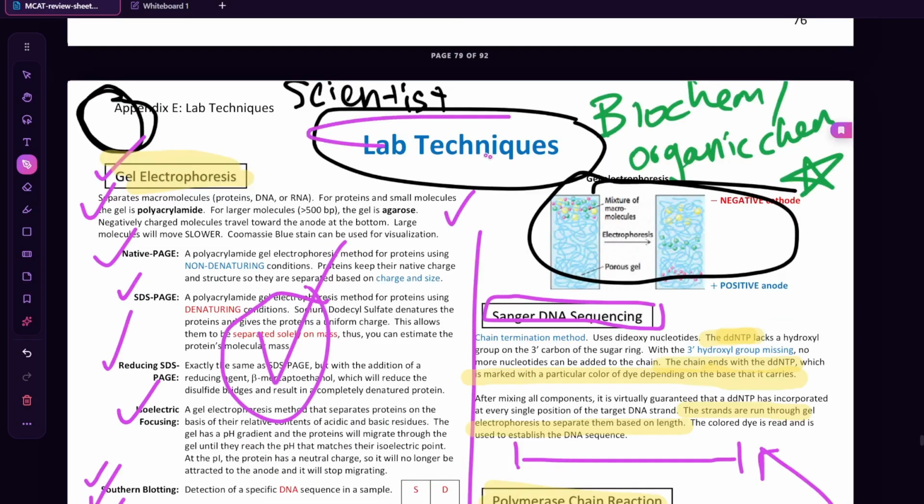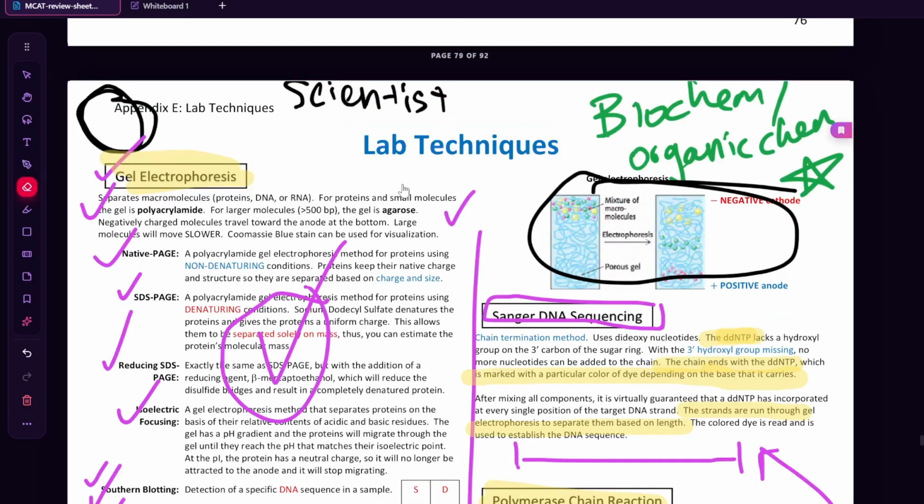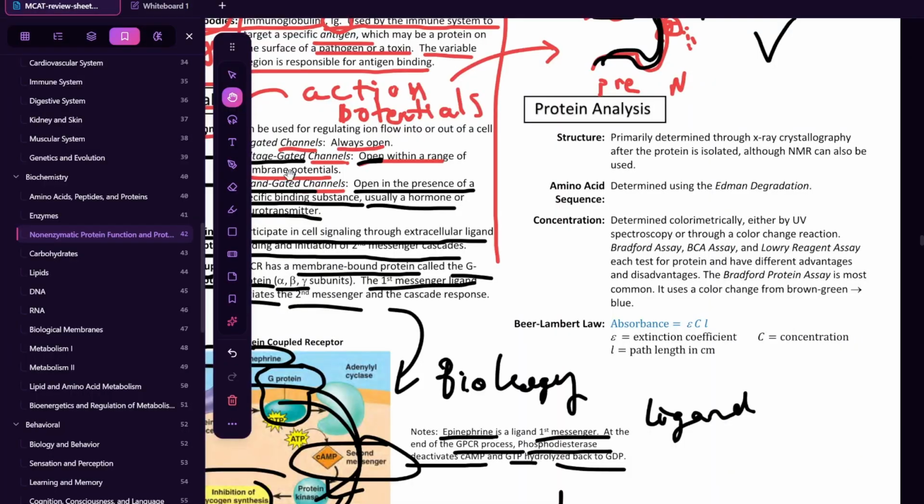Alright, so that was a review of all the lab techniques. So now we're going to go back to the bio section, biochem. So you can also analyze proteins. The structure is primarily determined by X-ray crystallography after the protein is isolated, although NMR can also be used, which is another method. And then for the amino acid sequence, you could use Edman degradation.